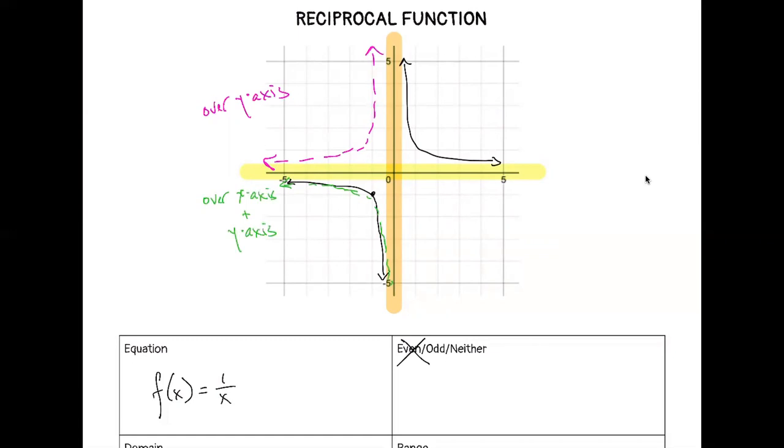And so since the branches match up, we have a function that is odd because it is symmetric.